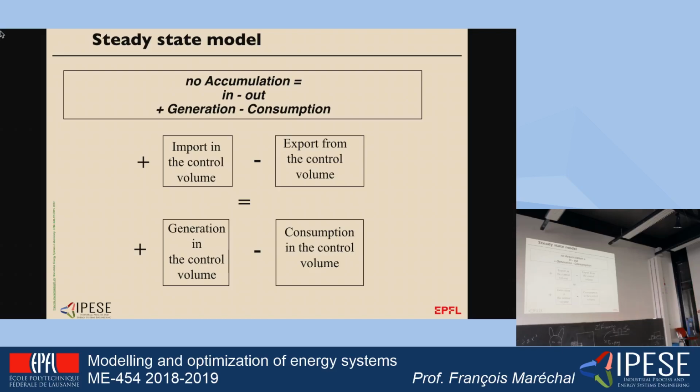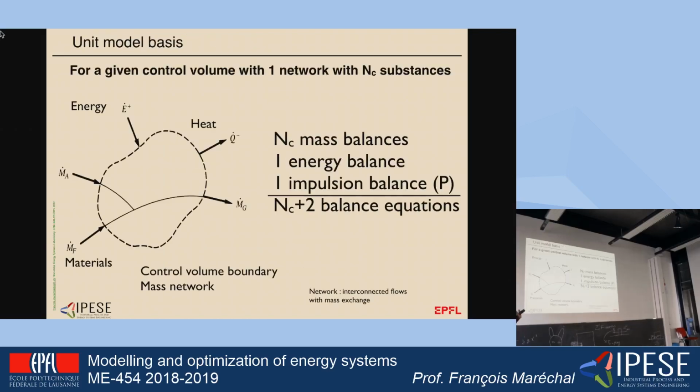Okay, which means that in this case, what is entering the system is going to leave the system, considering also that there is a generation and a consumption in the volume. Now, if I'm looking at the list of equations that I will be able to write, for each of the compounds, I can write a mass balance. I can write a mass balance for what we name a network. So it means interconnected tubes inside the system. Okay? I can write the mass balance.